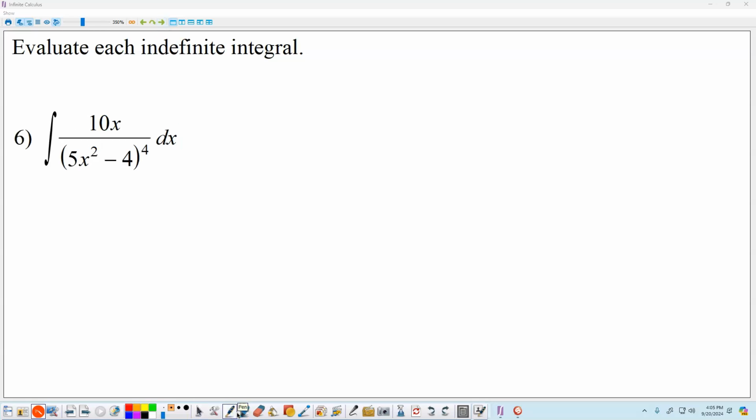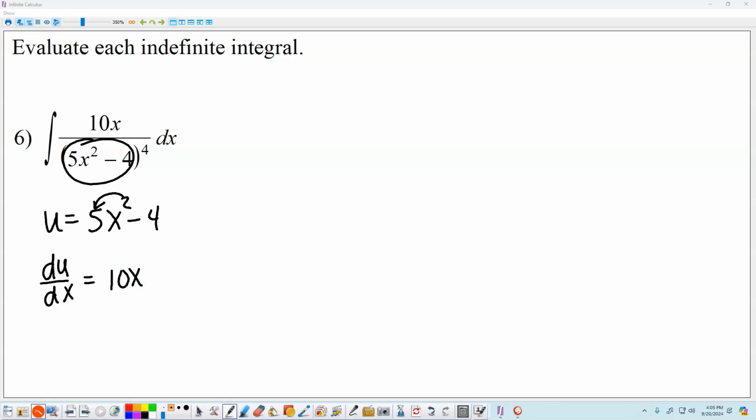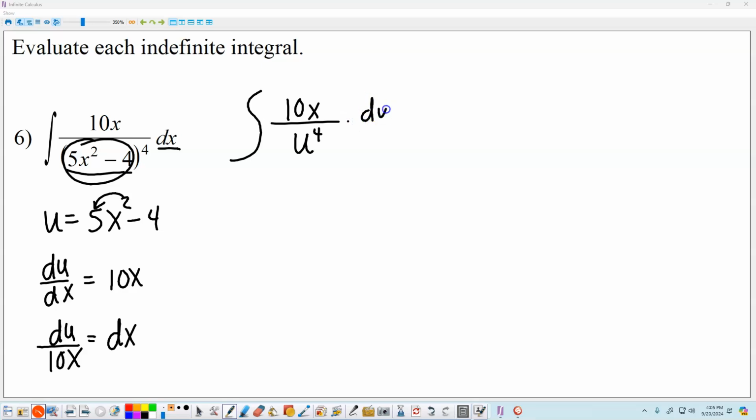Another u sub question. Notice I have an inside function again. So u is equal to 5x squared minus 4. du over dx is equal to, let's see, going to multiply the 2 times the 5, that would be 10x, and then the 4 goes away. Getting the dx by itself would look like this. Doing our u substitution would look like this. Replacing this with the u, of course, and then replacing this with du over 10x.